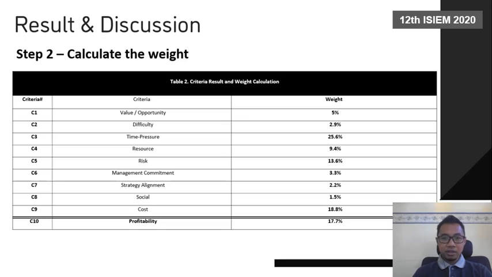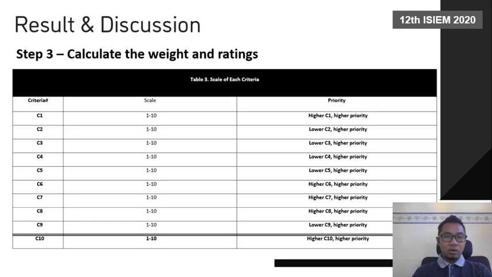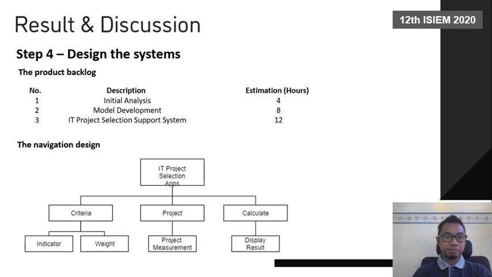So the criterion with the highest weight is cost, and secondly the profitability of the project. Then we calculate weight and rating, and this is the result. Criteria C1 until C10 with the scale 1 to 10, with the higher C1, higher priority, and we have lower C2, lower C3, etc. until higher C10, higher priority.